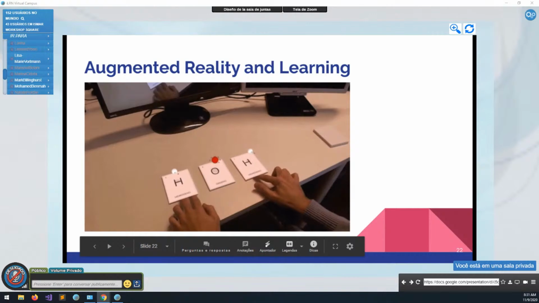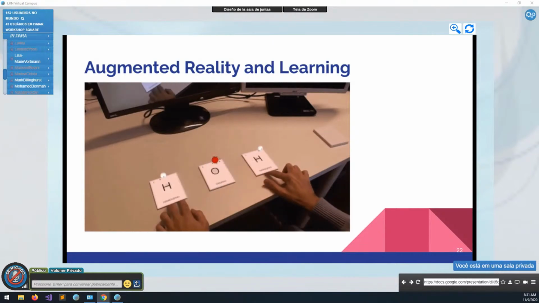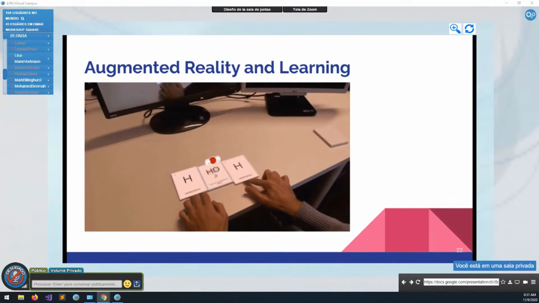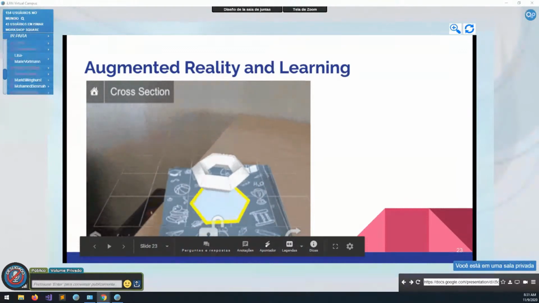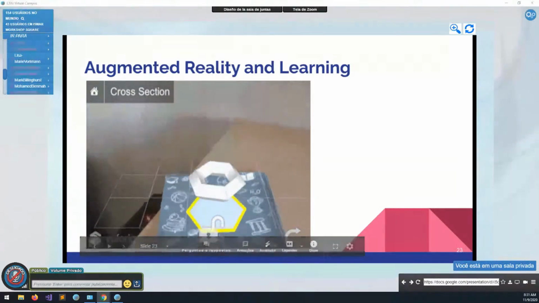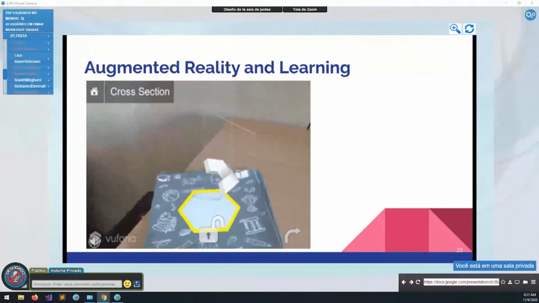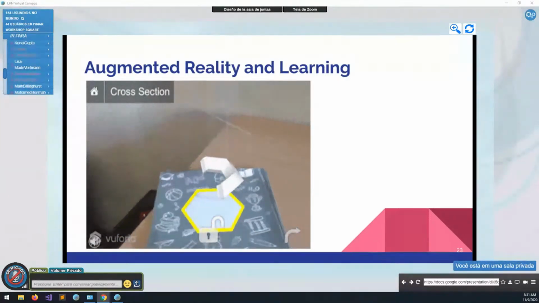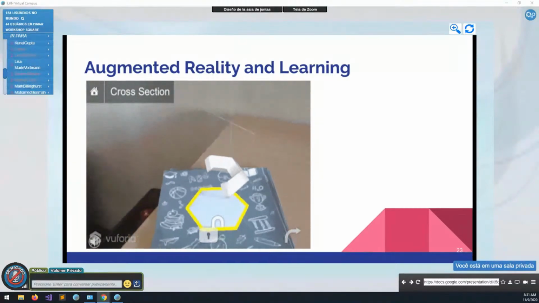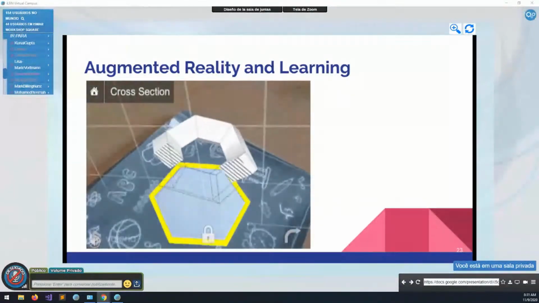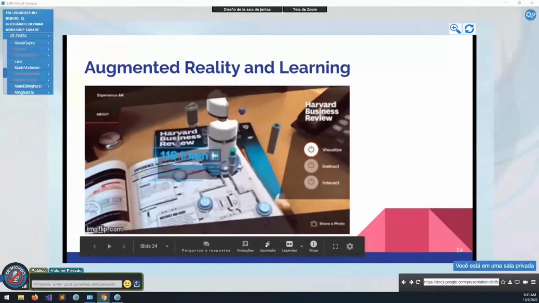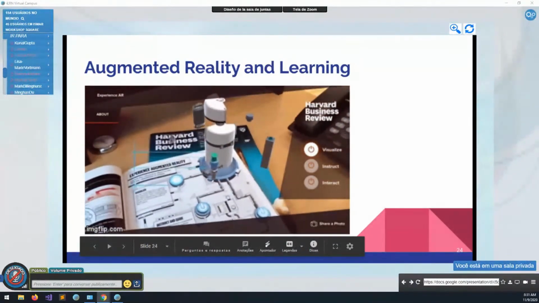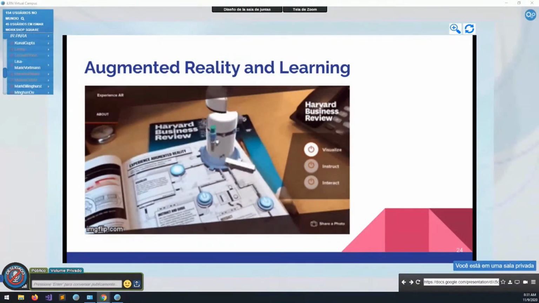Then in chemistry, chemical bonds are being explained and visualized using AR. Then we have the exploration of augmented reality in geometry, where different cross sections or certain topics which involve visualization skills are explored using AR. Then in engineering also, a lot of concepts are being taught and explored using AR.